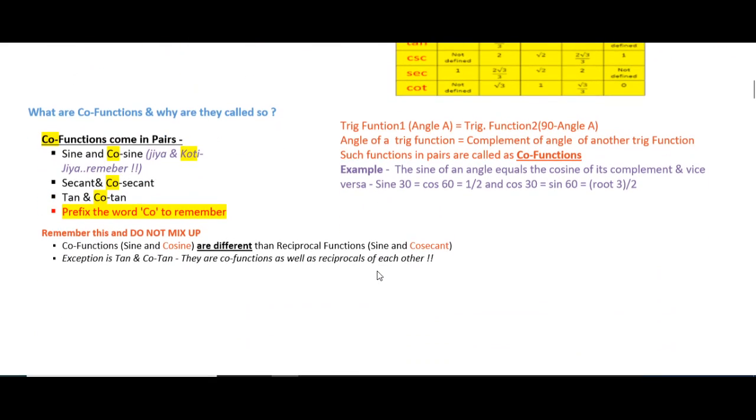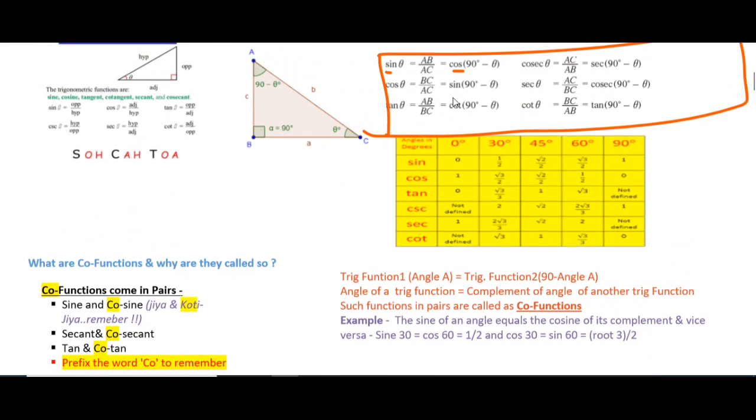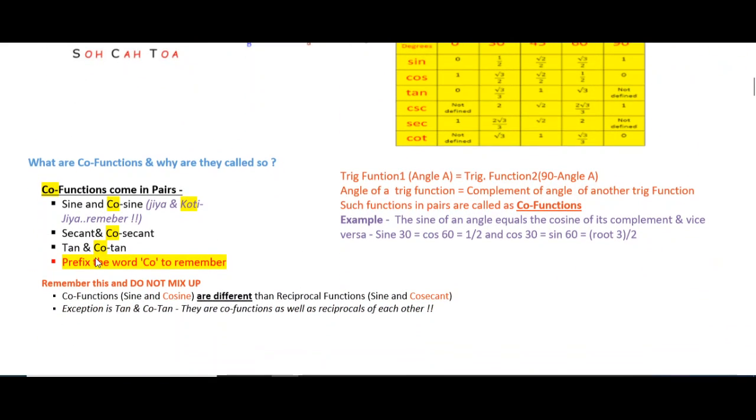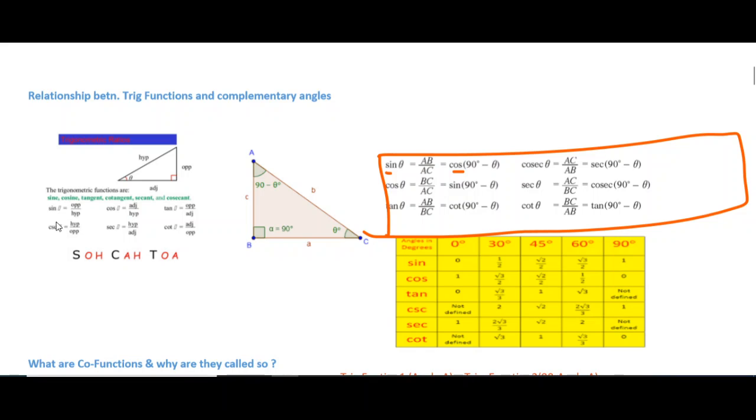Just a word of caution: remember, these are cofunctions, okay? Sine and cosine are cofunctions with this kind of relationship. They are completely different from sine and cosecant, right? Sine and cosecant are reciprocal functions. What does that mean? If sine is opposite upon hypotenuse, then cosec is hypotenuse upon opposite. Sorry about that. So remember, these are reciprocal functions.